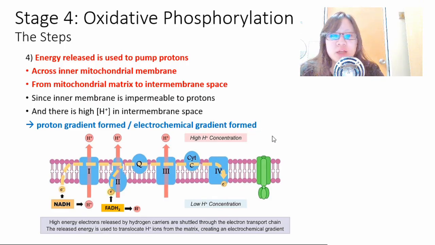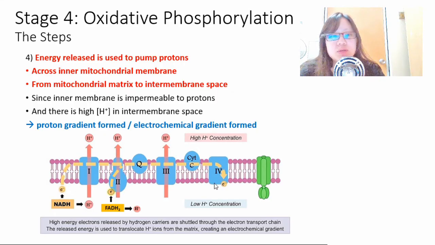Now, why do we call it an electrochemical gradient? Maybe you're thinking that. It's because a proton is not just a chemical, not just a molecule, it also has charge. So we can expect the intermembrane space to have a much more positive charge because of the high proton concentration than the matrix, which has a low hydrogen ion concentration.